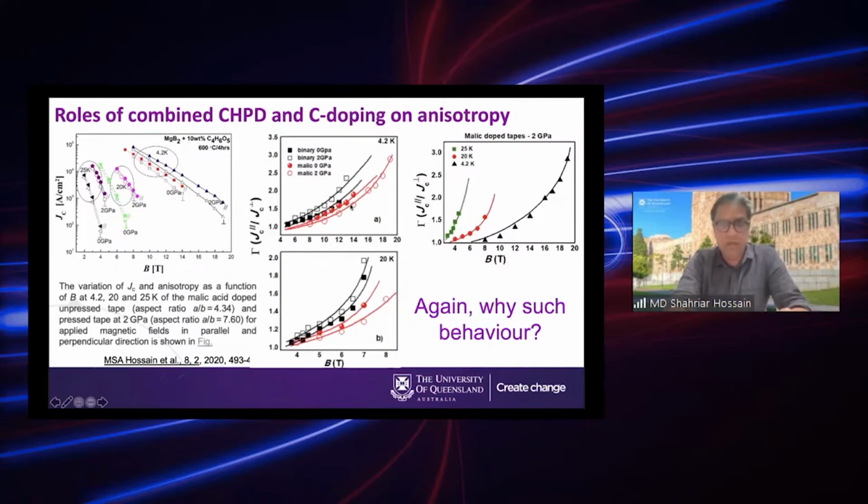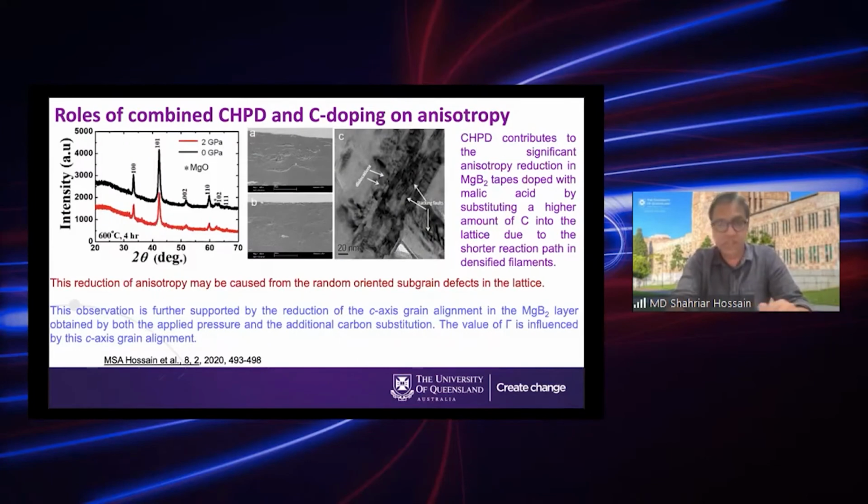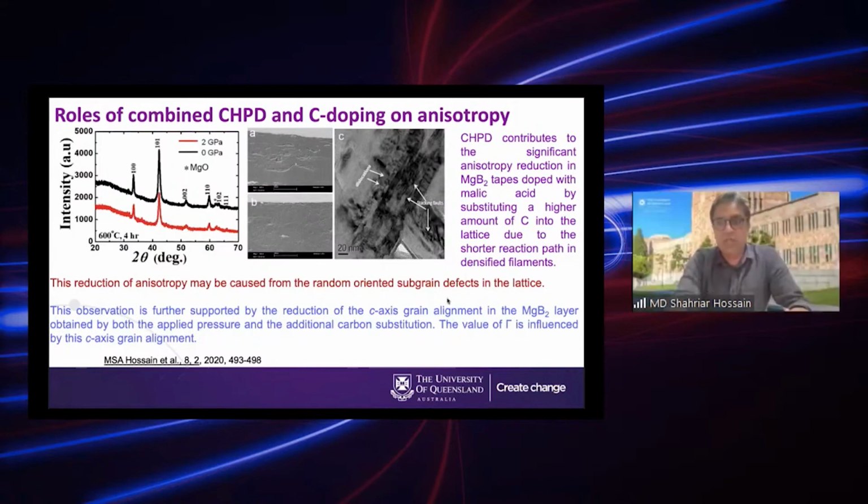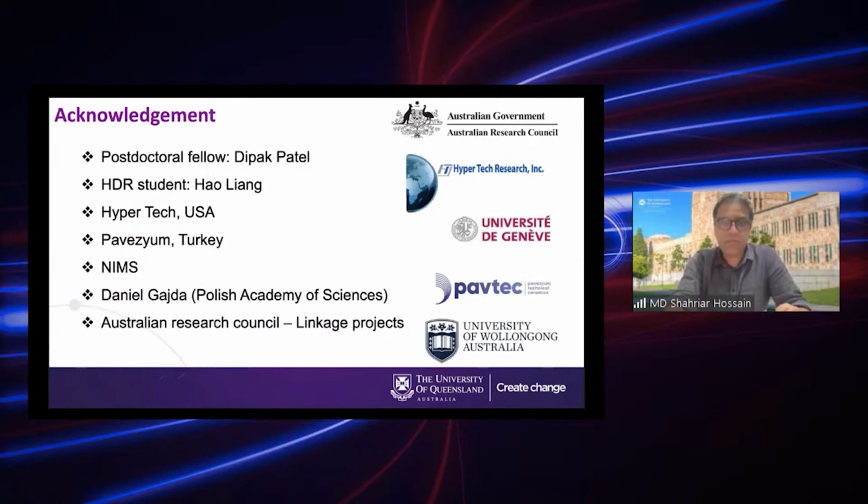This is very important: not only the carbon, but the applied pressure of CHPD makes different defects, including nanoscale defects, and the c-axis grain orientation also plays a role in getting that lower anisotropy. If you see the 002 peak, its intensity gets lower. So the c-axis orientation, the subgrain defects, and the fresh carbon going into the lattice are very important in producing the nearly isotropic wire.